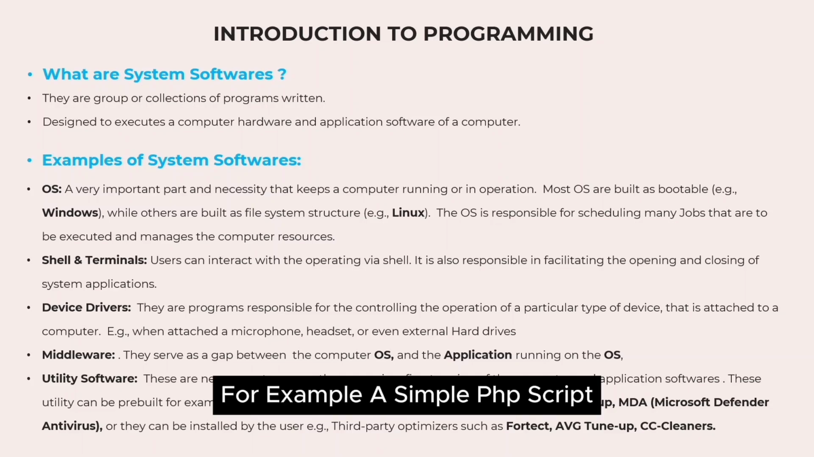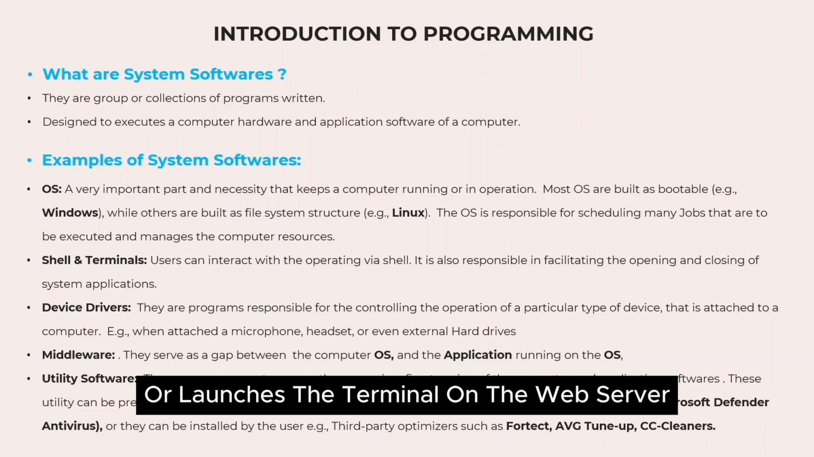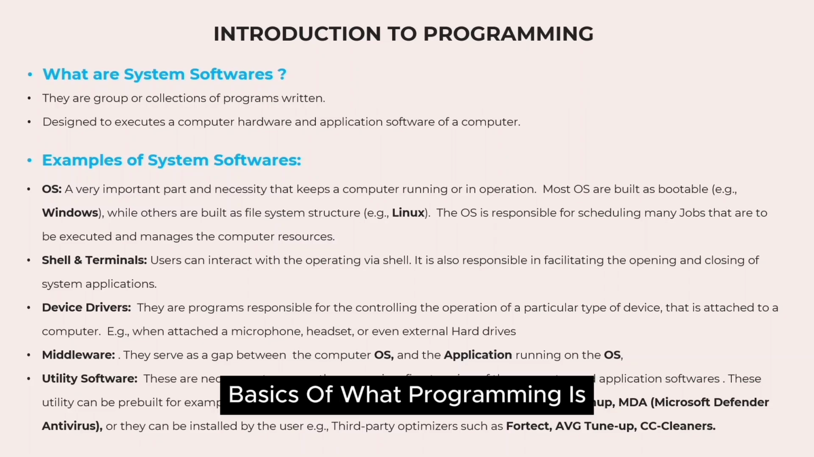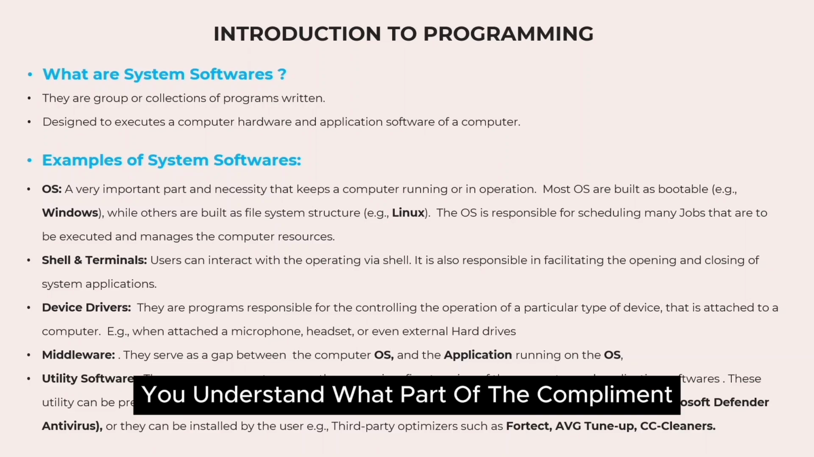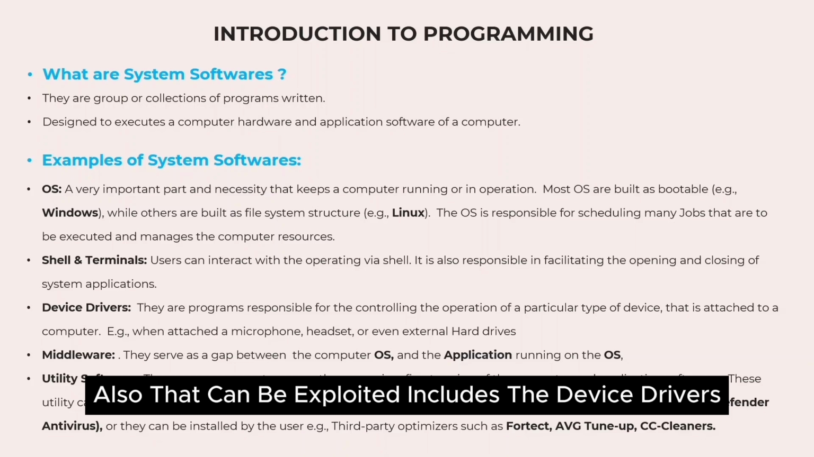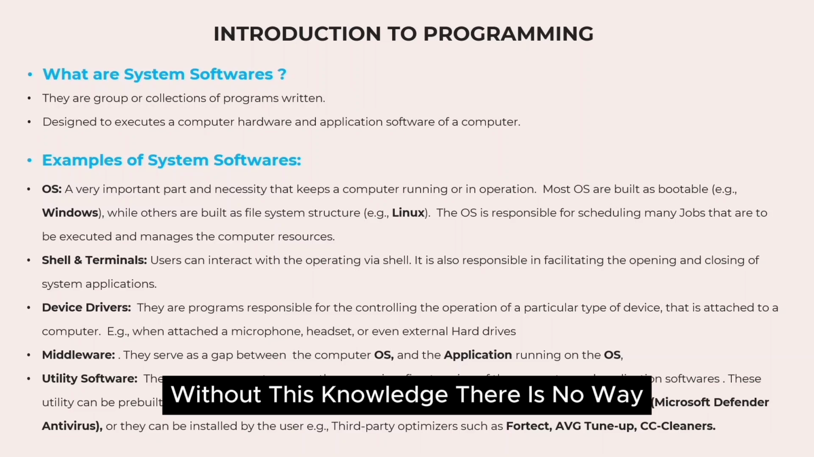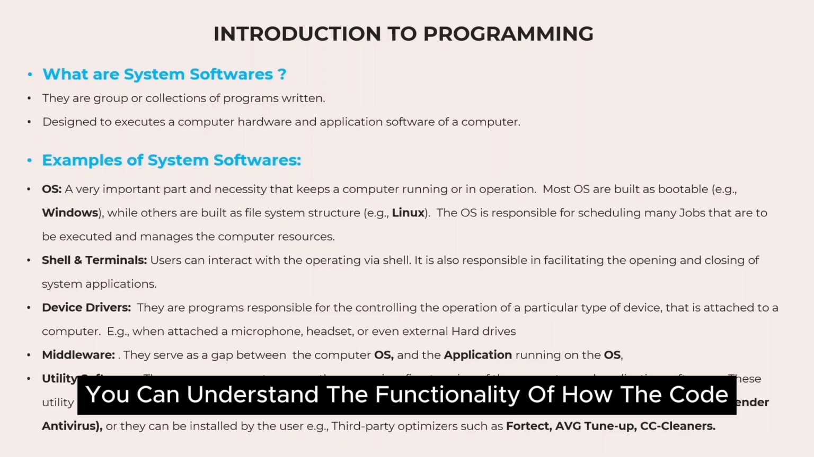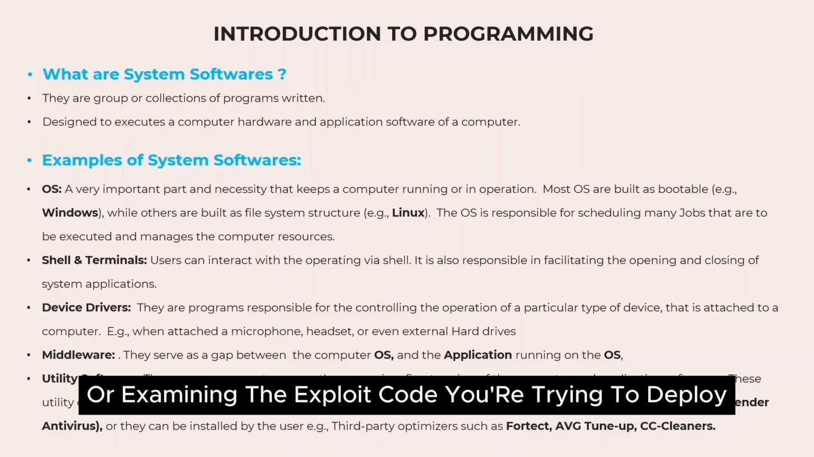For example, a simple PHP script that launches the command on a computer system or launches the terminal on a web server. So you have to understand these basics of what programming is. When you now supply these codes, you understand what component you are trying to attack. Other forms of system softwares that can be exploited include the device drivers, the middleware, and the utility softwares. Without this knowledge, there is no way you can understand the functionality of the code you're trying to write or examine the exploit code you're trying to deploy.